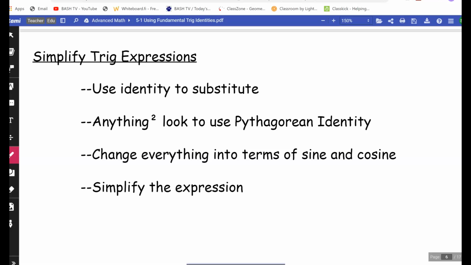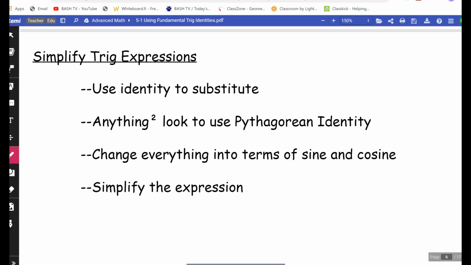Some other suggestions. Next one, it says anything squared, look to use a Pythagorean identity. So if you see a sine squared or cosine squared, look at the Pythagorean identity section of your identity sheet to try to substitute in. Next, this is a good suggestion to understand what you need to do, and that is change everything in terms of sine and cosine. Okay? If you can get things in terms of sine and cosine, then you can work with them.